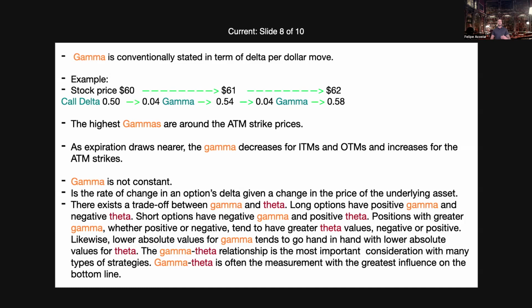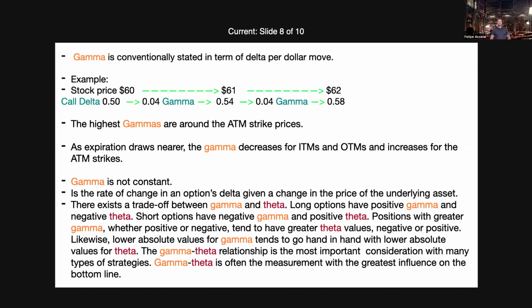So stock's at 60, delta's at 0.50, gamma is 0.04. Stock moves to $61, 1 point, right? So that delta is going to change by the amount of the gamma. So it goes to 0.54. Stock moves to $62. Delta is again going to be influenced by the amount of the gamma. So it goes to 0.58, right?